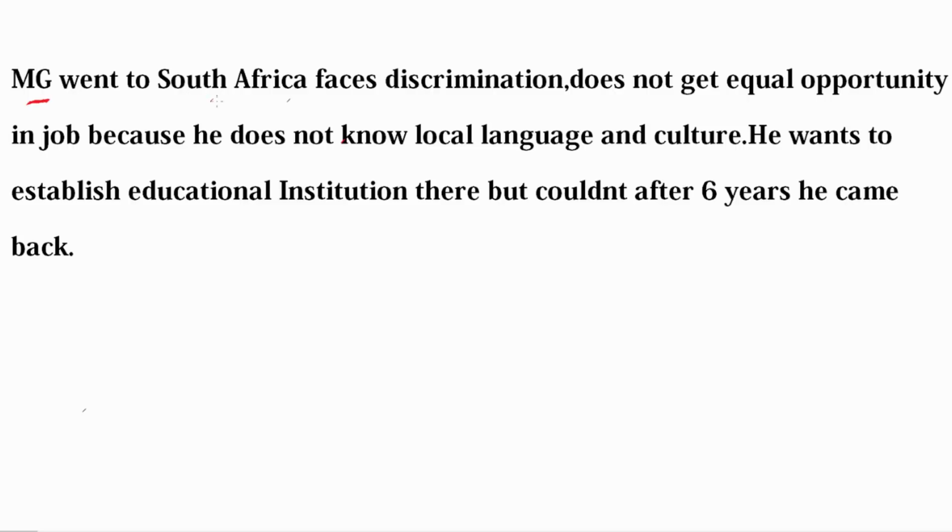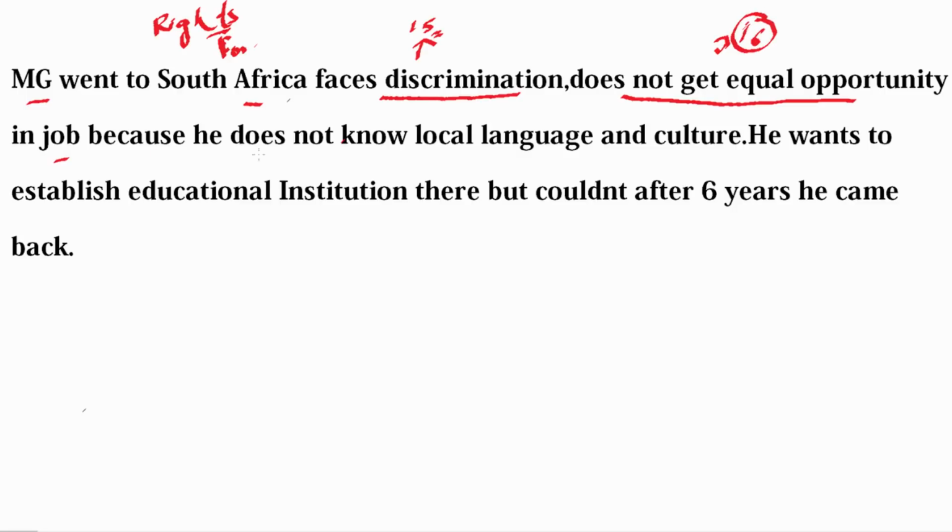Mahatma Gandhi went to South Africa. From this, you can remember that Mahatma Gandhi was a foreigner in South Africa, so the rights which are not enjoyed by Mahatma Gandhi mean rights not enjoyed by the foreigners. Faces discrimination means Article 15, prohibition of discrimination, not available to aliens. Does not get equal opportunity in job. Equal opportunity in job is provided under Article 16. Because he does not know local language and culture. Language and culture under Article 29, cultural and educational rights.